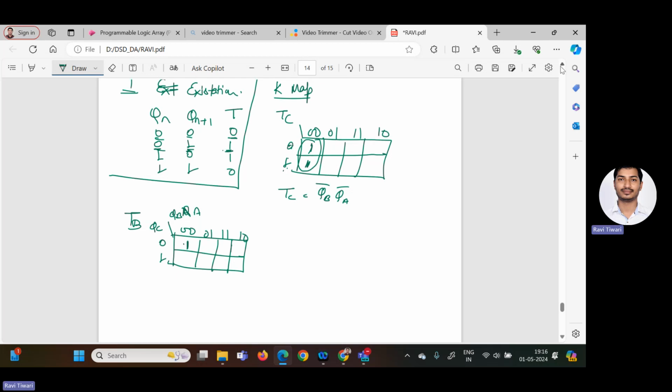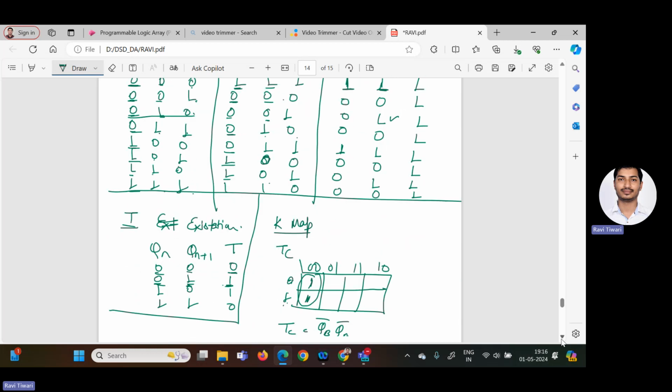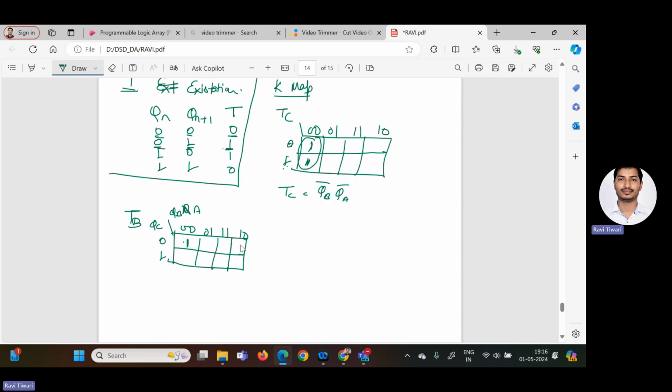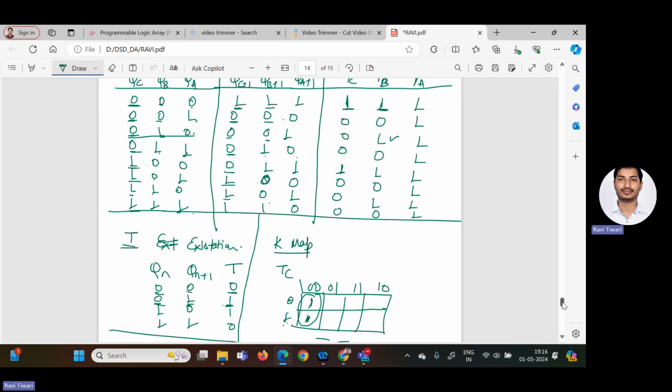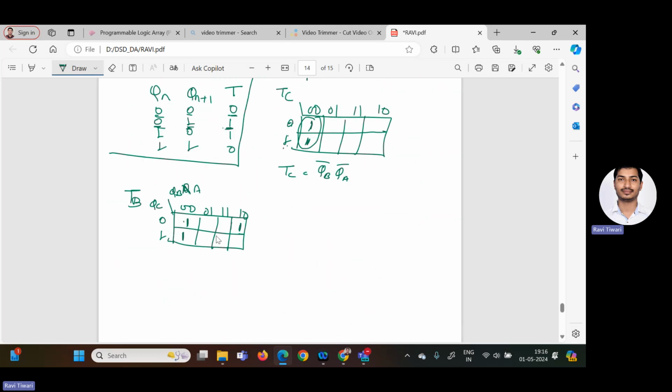Similarly here, it is 1 for this combination 0, 1, 0. So it's for 2 is 1. So this is 0, 1, 0. So here you will get 1. Similarly, for the rest of the values also, you check it here. So here is 1 again for 1, 0, 0 and 1, 1, 0, means 4 and 6 is 1. So this is 4 and this is 6. So it's 1. Now, as you know, in the K-map, you have to make the combinations.